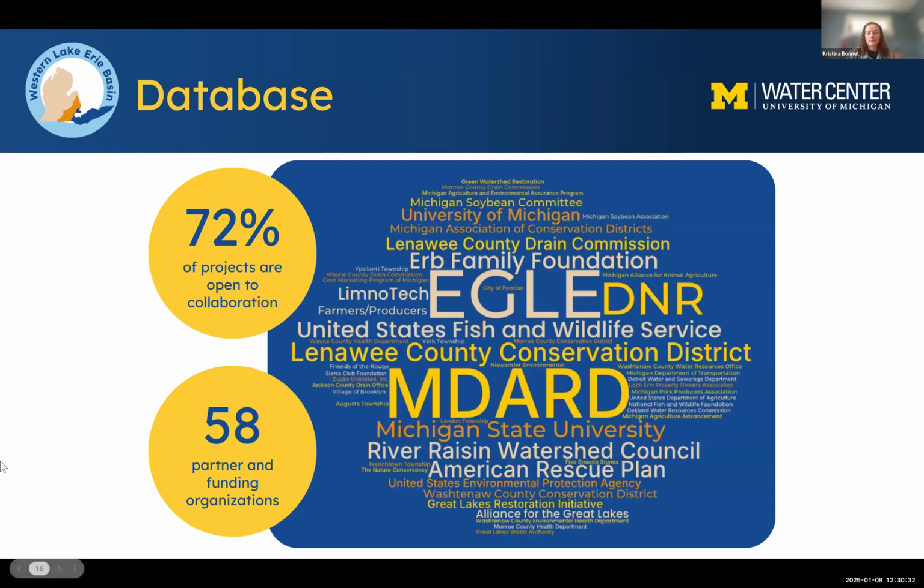Another interesting part of that just 3-month period where we had 18 projects, over 58 partner and funding organizations were listed. And so this is a word map of that information of all those organizations. So larger projects, larger names were listed multiple times, smaller ones were listed fewer times. But so you can see how many organizations are just contributing to 18 projects.